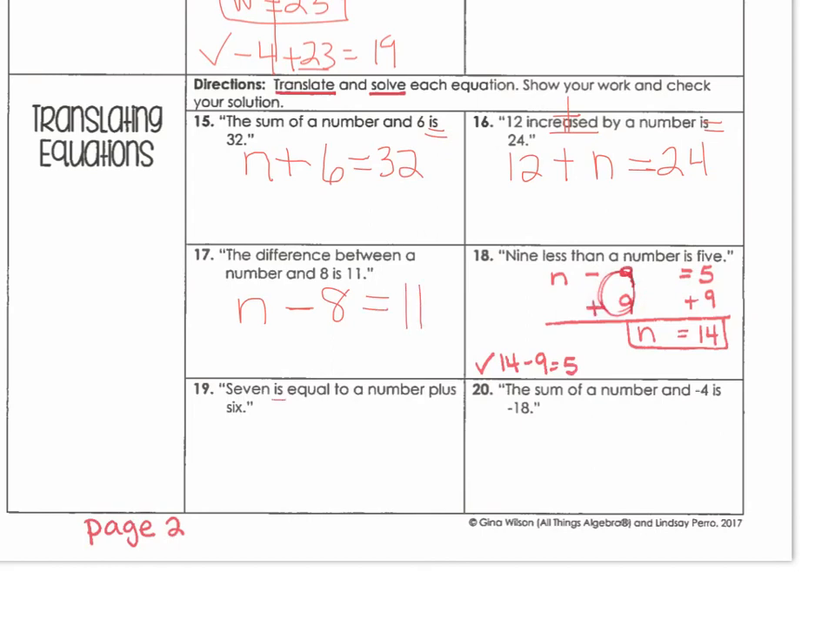This time the is in the front. So 7 is, so that equals a number plus 6. All right, so translating the words into an equation. It does say to solve, so on your homework, make sure you solve the equation after you write it.